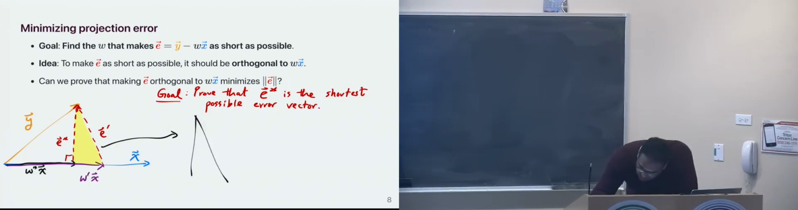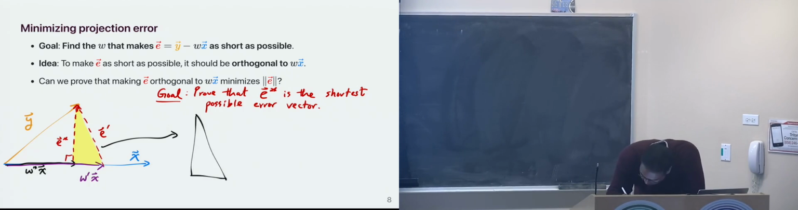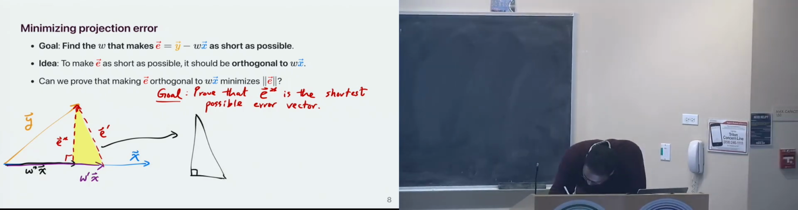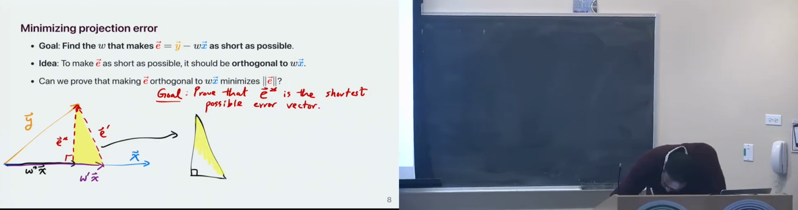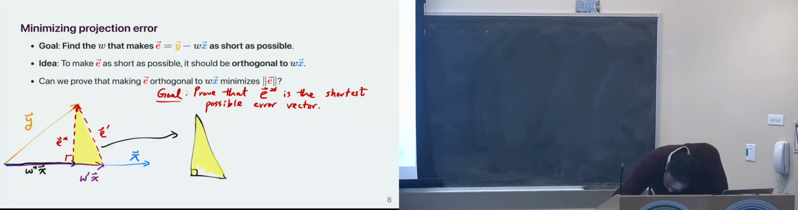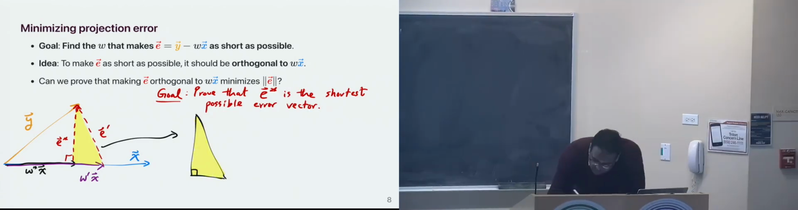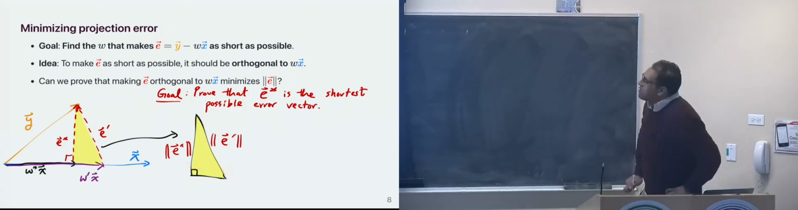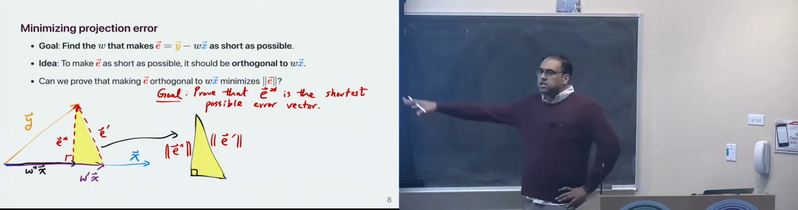Okay? So it's the same triangle. Color it in. Okay? And what are the side lengths? Well, the length of this side is the length of E star. The length of the hypotenuse is the length of E prime. What is the length of this leg down here in terms of the stuff defined on the left?